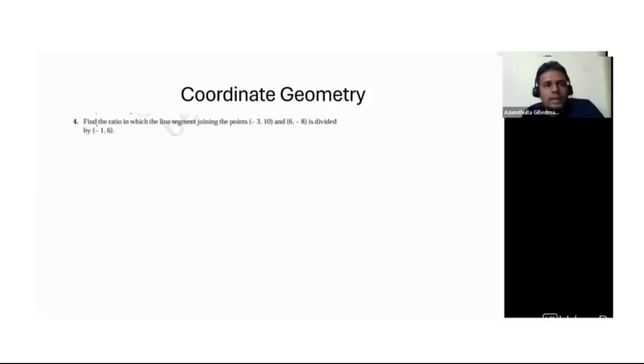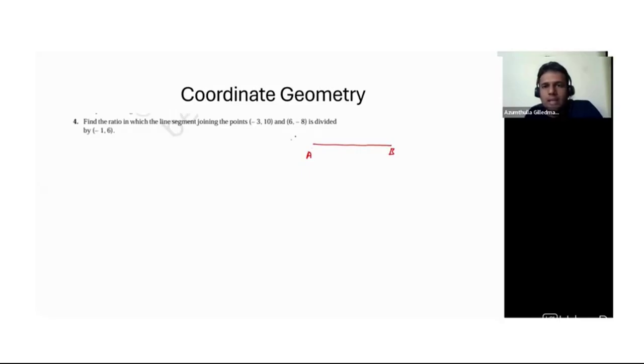Right. So find the ratio in which the line segment joining the points (-3, 10) and (6, -8) is divided by (-1, 6). So basically here AB is given and also P is given. We need to find the ratio, m1 and m2 we need to find. Understood? So let's always draw a diagram, then it will become easy for us to represent.